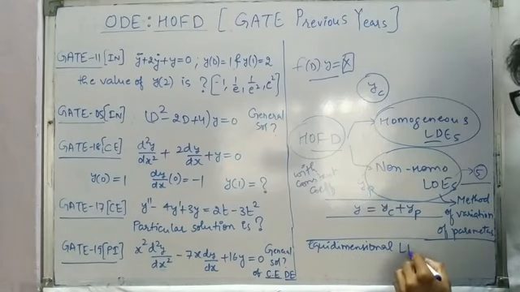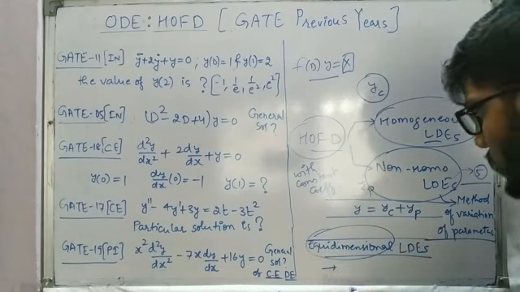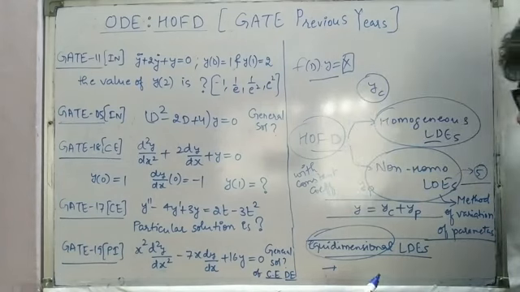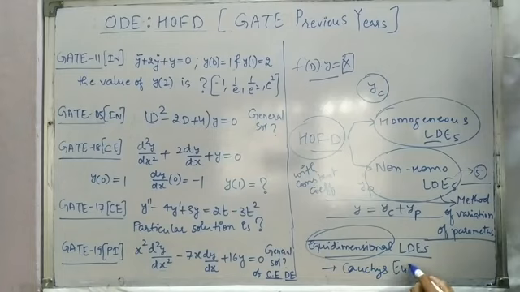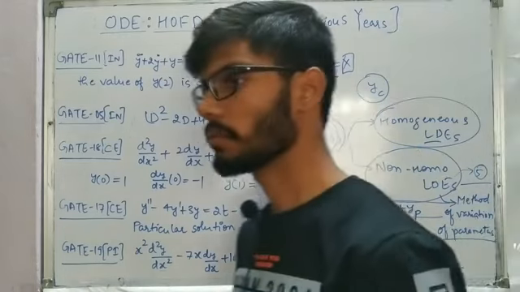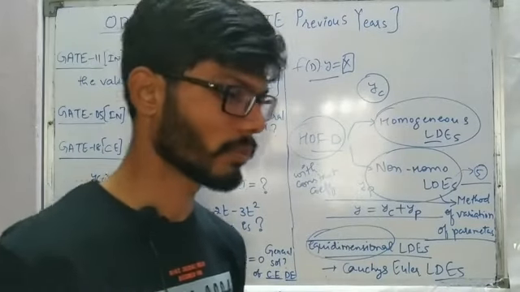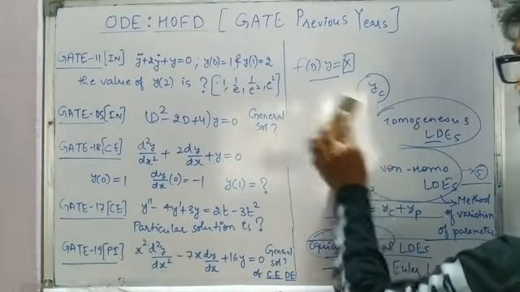dimensional linear differential equations. And why equidimensional? As I said, x into dy by dx or x square d2y by dx2, so the dimension is going to be the same as that of the differential. So we called them Cauchy's Euler linear differential equation. So this is the complete discussion we did in the case of higher order first degree. So let us solve a few problems related to these topics that came in GATE till now.